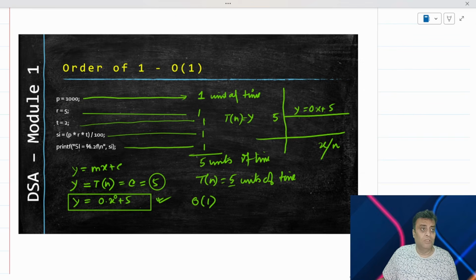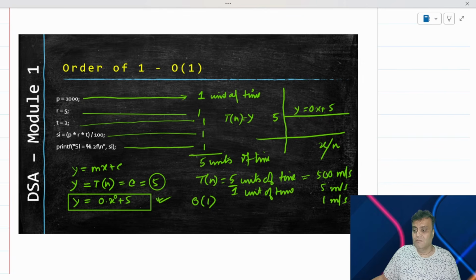I do not know. 5 minutes of work in my machine is probably 500 milliseconds. In your machine, it could be 5 milliseconds. In some other machine, it could be 1 millisecond. I do not know. Right? So I can easily make 5 units of time as 1 unit of time in some other machine.